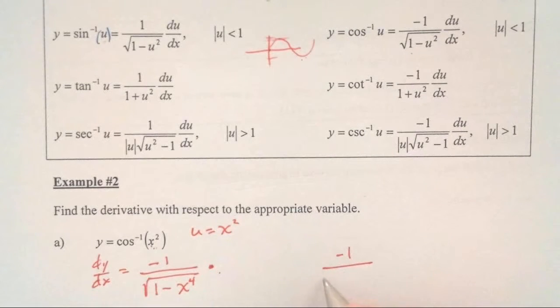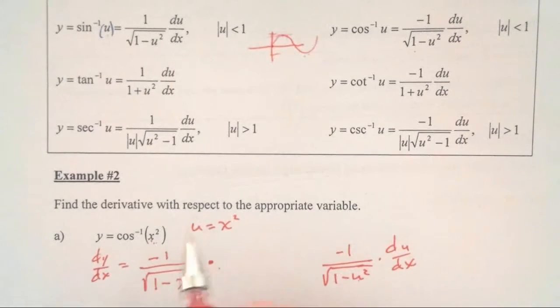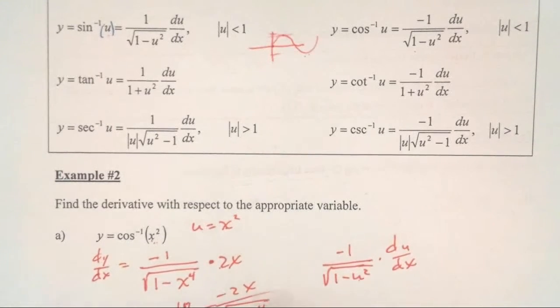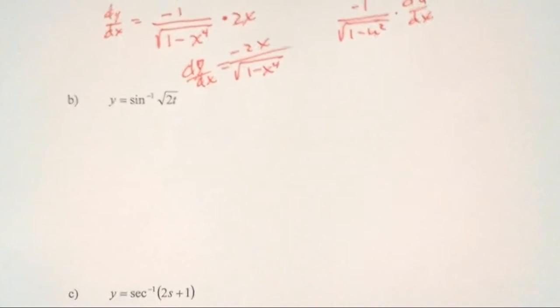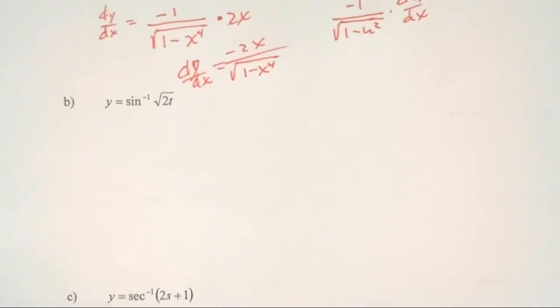We could have said it's -1 on the square root of 1 minus u squared times du dx, and then we could come back and put x squared in here. Okay? So I still need the baby function times 2x. So we would typically wrap that up as dy dx equals -2x on the square root of 1 minus x to the 4th. Maybe I'll do this one with u substitution and go through that process. That might help clear things up a little bit.